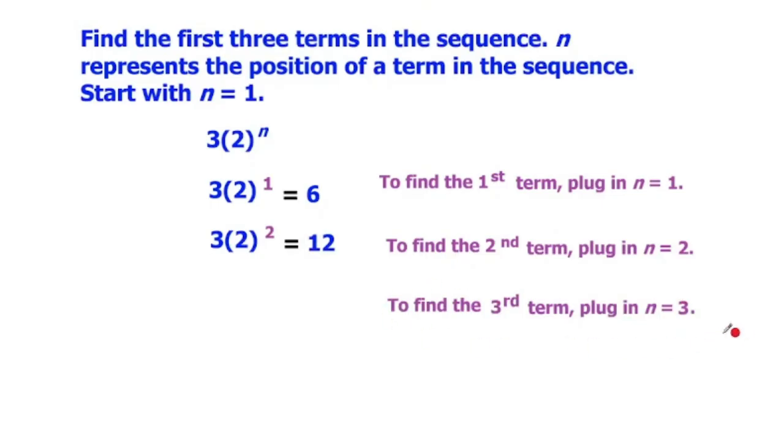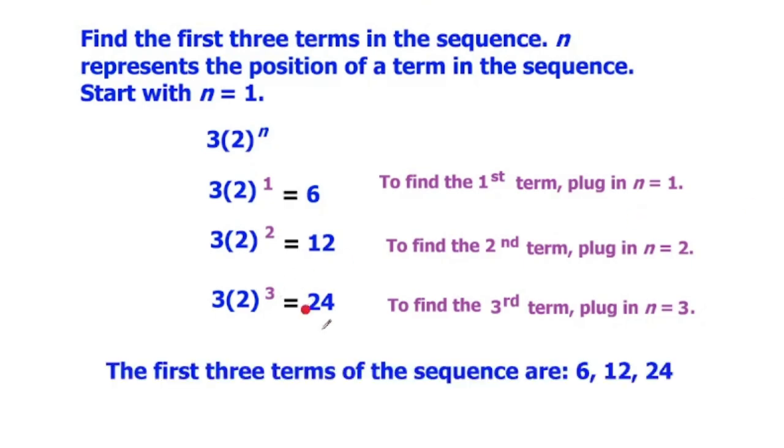To find the third term, plug in n equals 3. So n becomes 3. So you multiply 2 three times. 2 times 2 times 2. And then you multiply that by 3, which equals 24. So the first three terms of the sequence are 6, 12, and 24. And that's all there is to that problem.